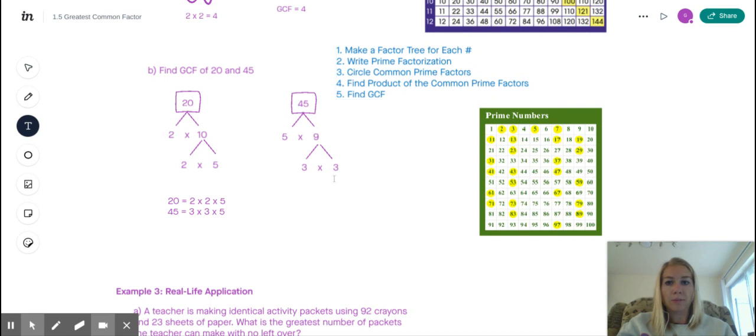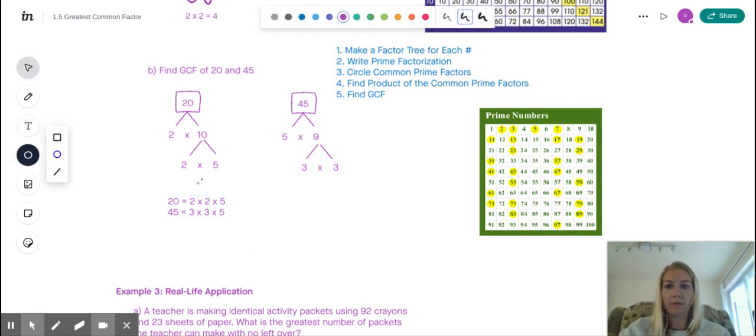Step 3, circle common prime numbers. The only common number, the only common factor is 5 for 20 and 45. Step 4, find the product of the common prime factors. Since there's only one 5 for 20 and 45, we don't need to do any multiplying.